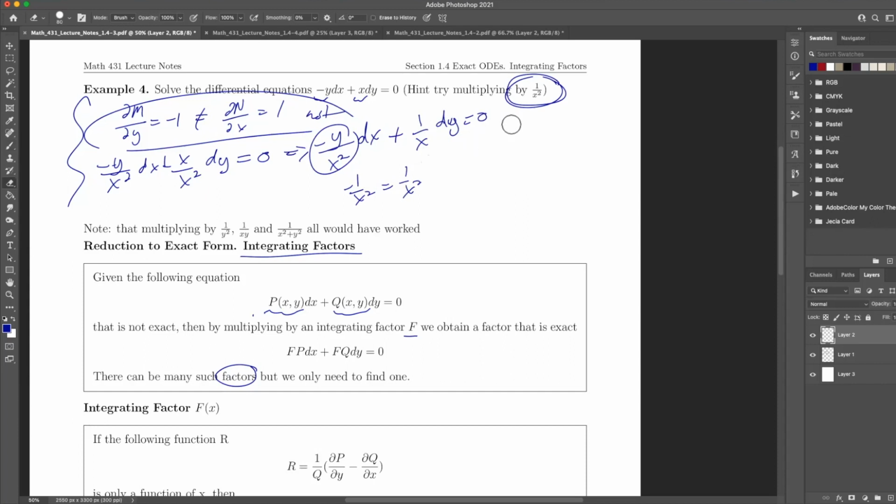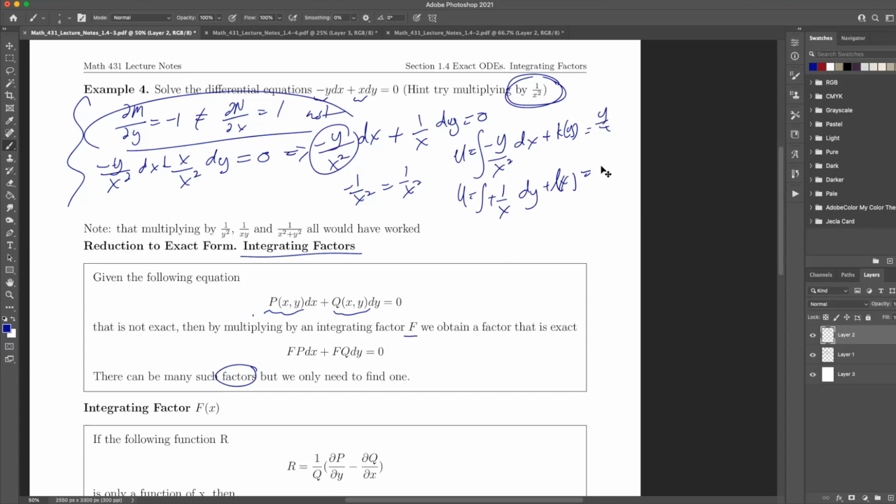Since it's exact, I can say u is equal to minus dx plus some function of y. I can say u is equal to -1 over x dy, or positive 1 over x dy plus some function of x. These both give me y over x.